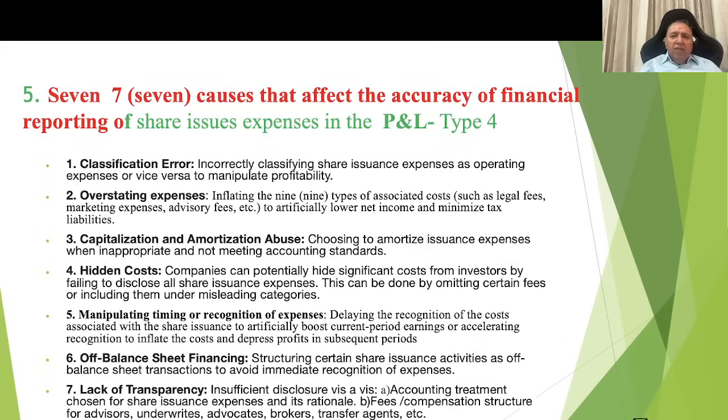Seven causes that affect the accuracy of financial reporting. Classification error, incorrectly classifying the share issue expenses as operating expenses, or vice versa, overstating the expenses. Capitalizing and amortization abuse, choosing to amortize the issuance expenses when inappropriate and not meeting accounting standards. Hidden costs, companies can potentially hide significant costs from the investors by failing to disclose all the share issuance expenses. Manipulating timing for recognition of the expenses, delaying the recognition of the costs associated with the share issuance to artificially boost the current period earnings.